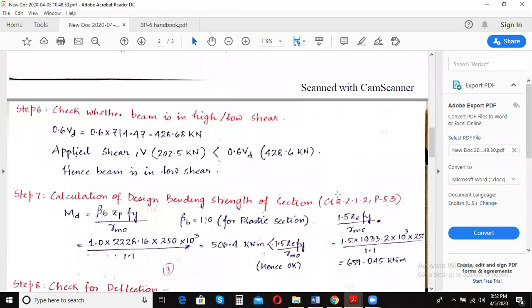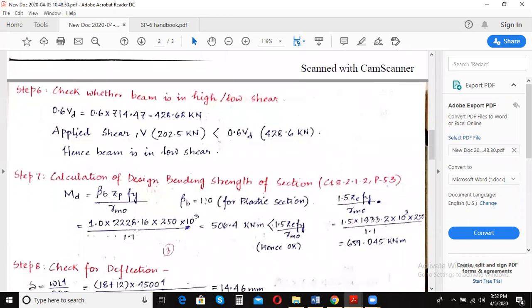Now for plastic section, the value of beta B should be taken as 1. So we are putting 1 here into what is ZP? ZP was 222.816. This is already given in the handbook with respect to the section which you are choosing. Into Fy value is 250. This is the yield strength of the beam divided by the partial safety factor, which was equal to 1.1. Now this value was coming out to be 506.4 kilonewton meter.